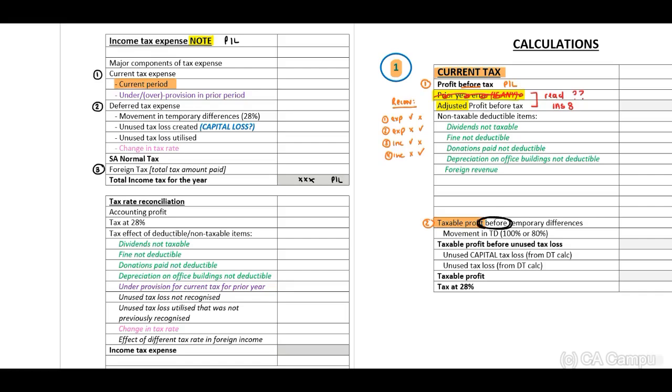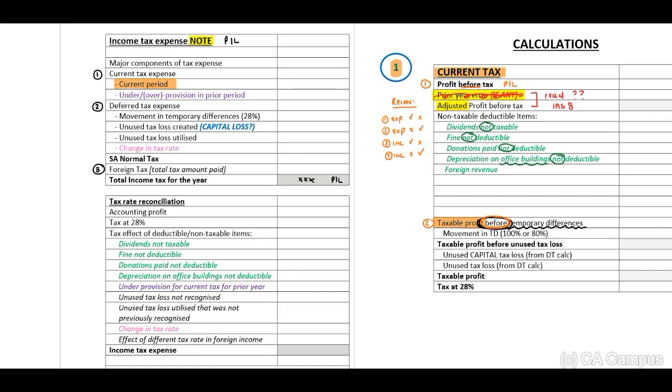before our temporary differences. Remember, please just note, I'm not going to work through the reconciling items: the dividends, the fines, the donations, the depreciation on the office building, not deductible, and foreign revenue. There is an example. Okay, I don't want to waste time in this recording. Now, we have calculated our taxable profit before our temporary differences.